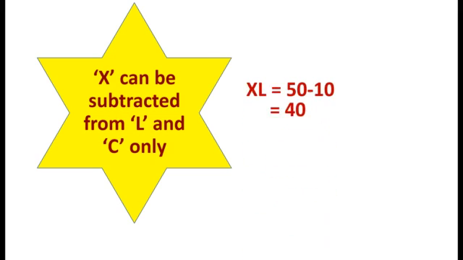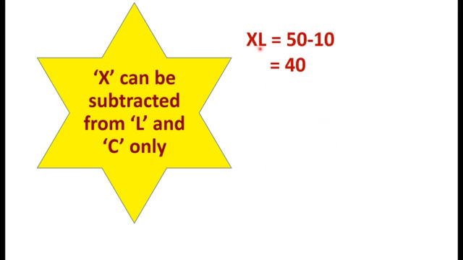The next rule says that X can be subtracted from L and C only. For example, if I take XL, X we are subtracting from L, and the value of L is 50. 50 minus 10 is 40. So 10 can be subtracted from 50 only. So X can be subtracted from L, and that is why we have written XL.